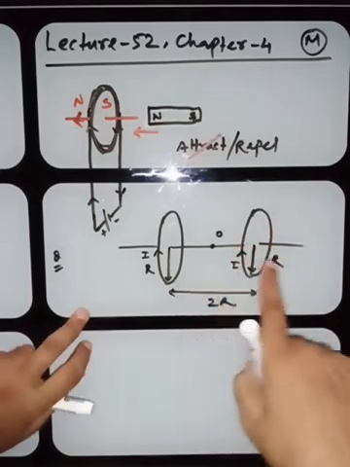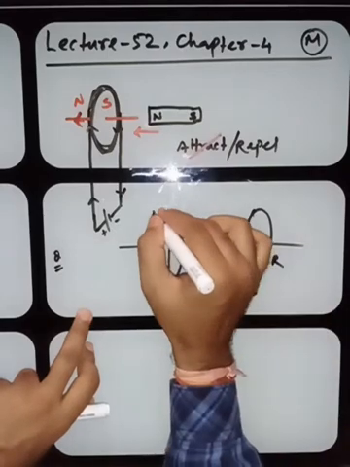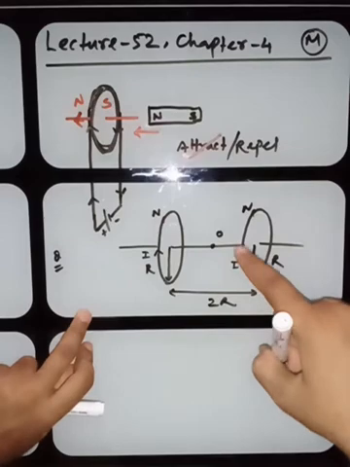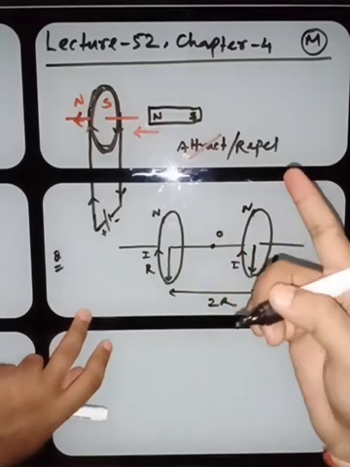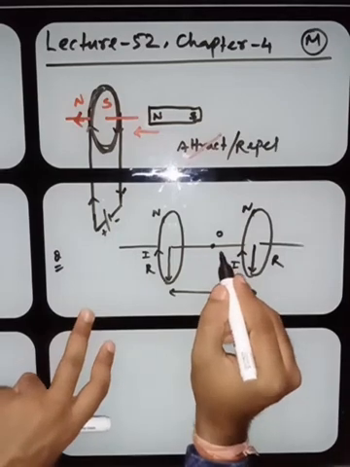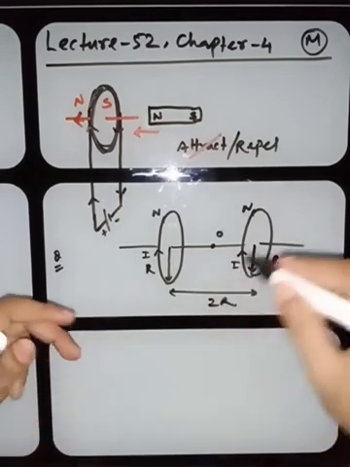Two coaxial coils, same radius and equal turns also. Suppose it is n number of turns, identical, equal turns carrying the same current in the same direction. Find the net field at the midpoint. If this is the midpoint, then you have to find the magnetic field at this point. Okay, how will you solve?